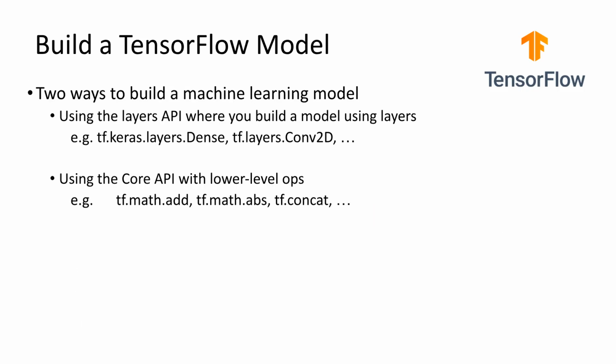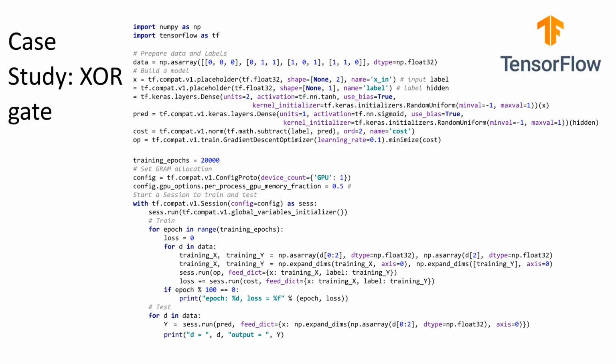You can build a machine learning model in TensorFlow using two main ways, either with the layers API for higher-level abstraction or the core API with lower-level operations. The XOR gate case study using TensorFlow involves defining placeholders for input and labels, building layers, defining the cost function, and using an optimizer. A session is then started to train and test the model.